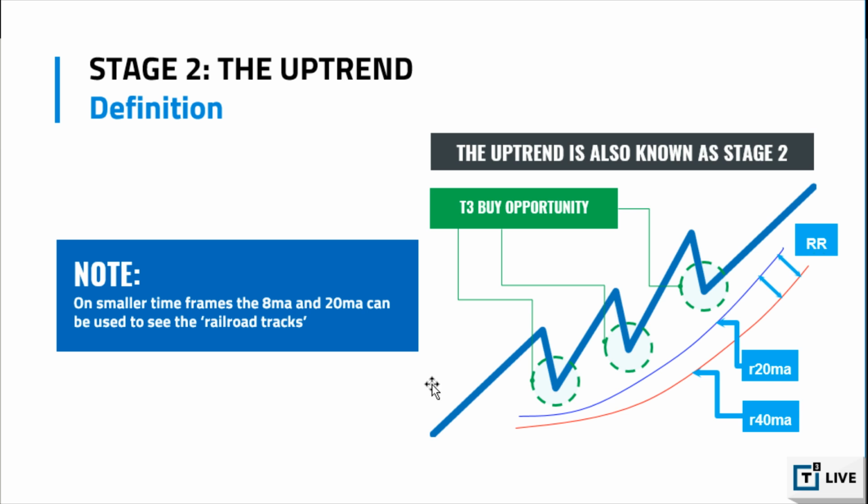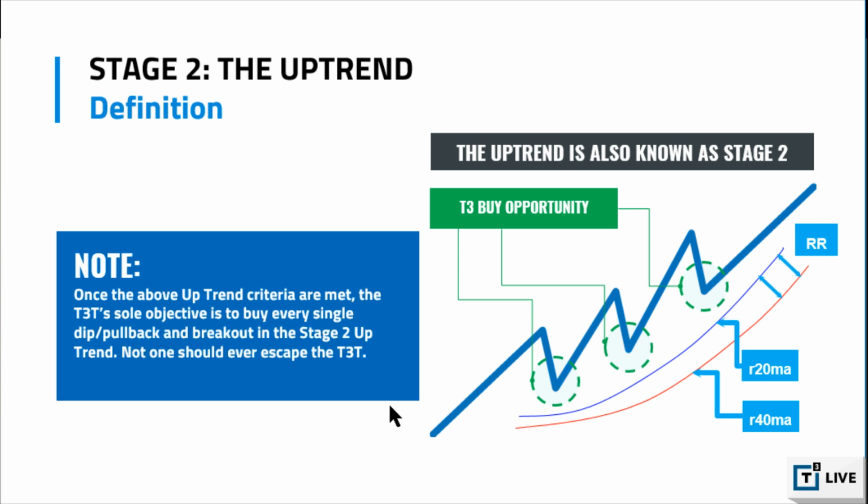Okay? On smaller time frames, the 8 or the 10 period moving average can be used rather than the 40. Rather than the 20 and the 40, for day trading I use the 8 and the 20. For swing trading, larger time frames, you can definitely use the 20 and the 40. I wouldn't use the 8 MA on daily, weekly, or monthly charts. Just on the smaller time frames, I use the 8 and the 20 to create that railroad track, or the 10 and the 20.